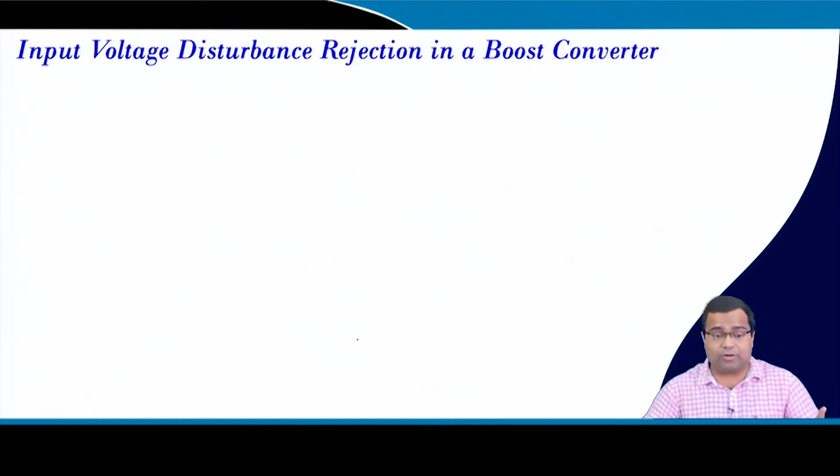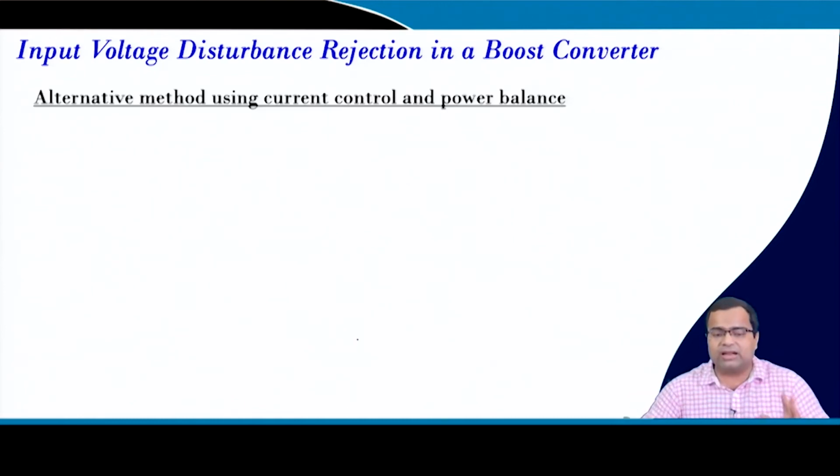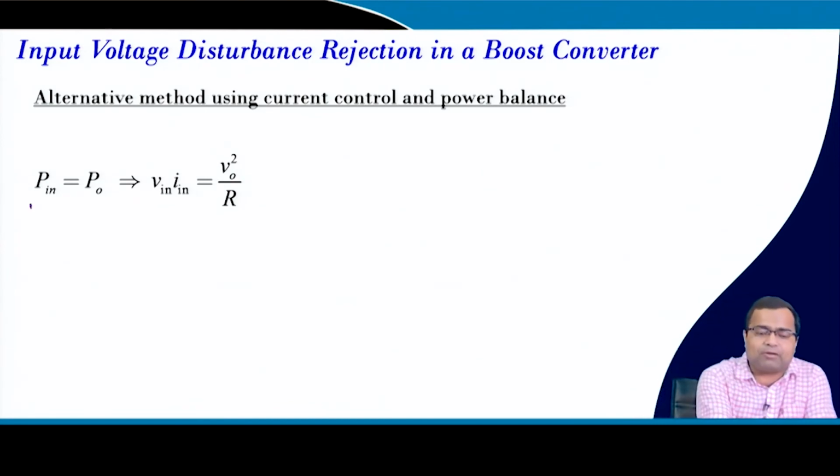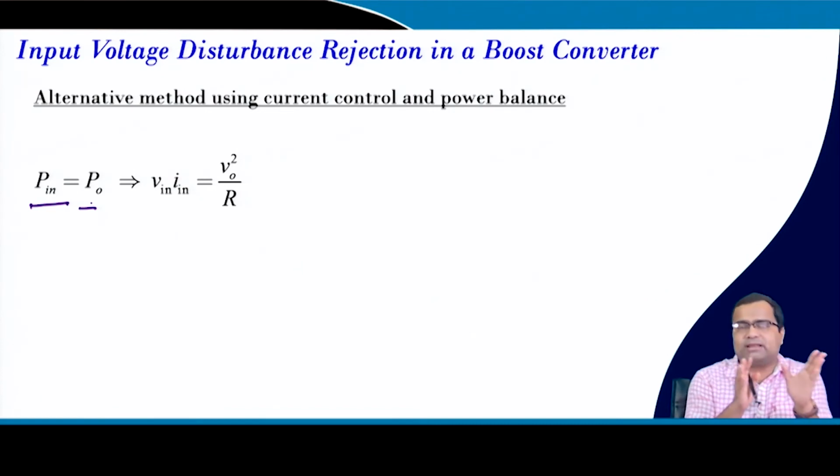Next, can we think of an alternative solution? The alternative method: because the boost converter is an indirect converter with a nonlinear duty ratio relationship, it will not work the way the buck converter works. Now, let us consider an ideal boost converter, where we know the power balance formula. That means the input power is equal to the output power if it is lossless, because we are talking about an ideal boost converter for the time being.